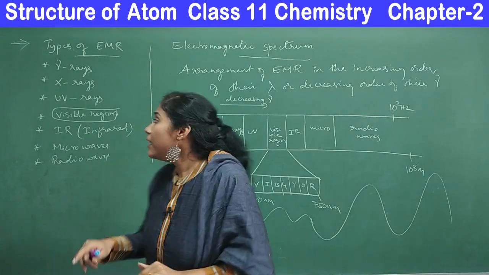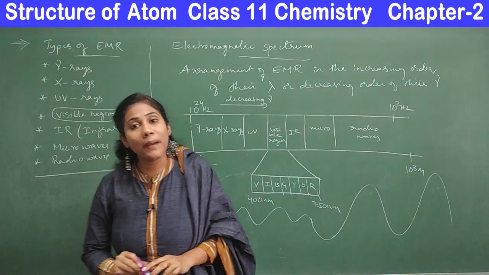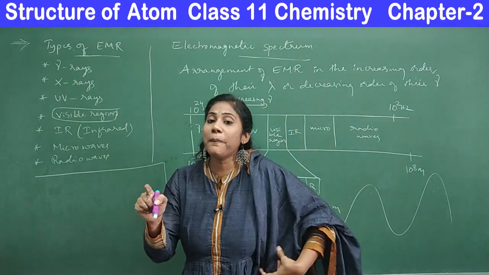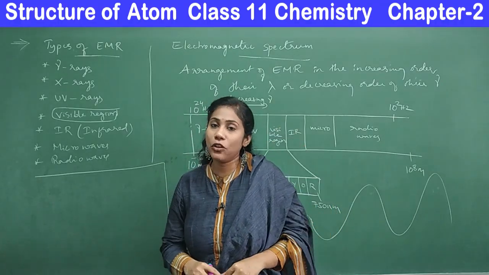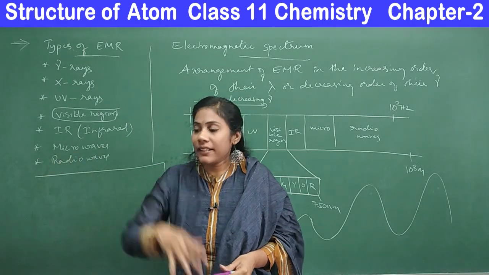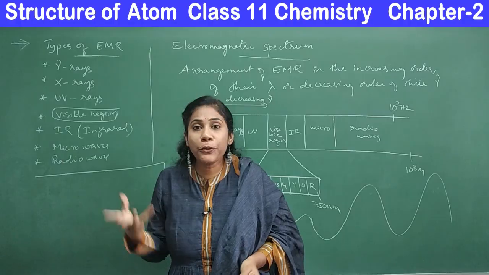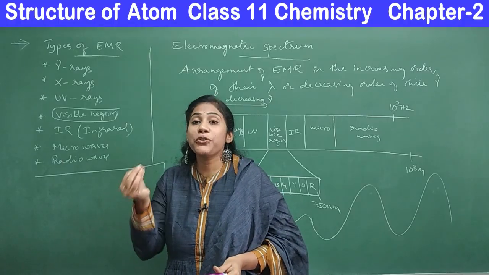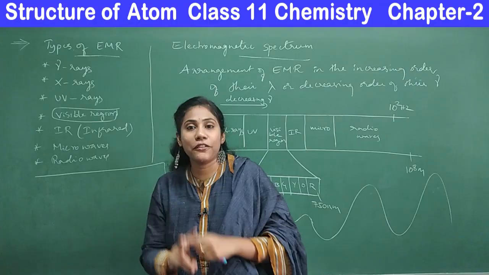And one more thing, the wave nature of electromagnetic radiation is proved by two important phenomena that we study in physics. People said that these electromagnetic radiations are moving in the form of a wave, right? What is the proof for that? The proof is two important phenomena. They are diffraction and interference.